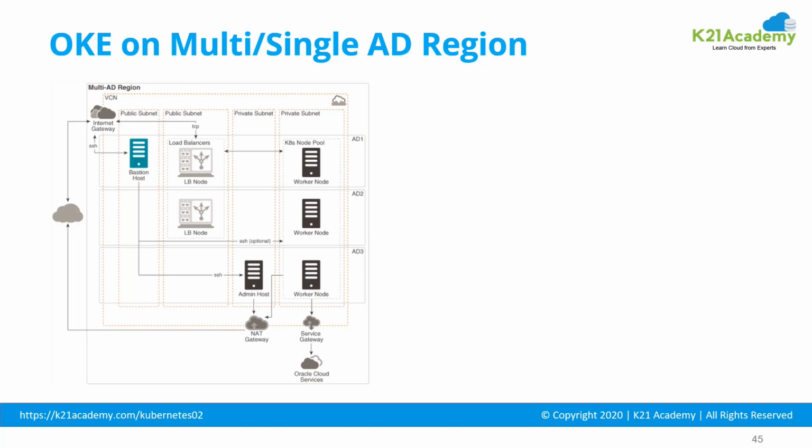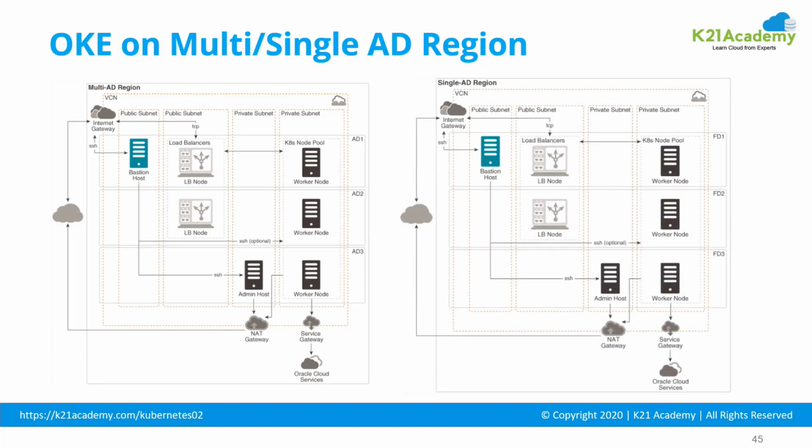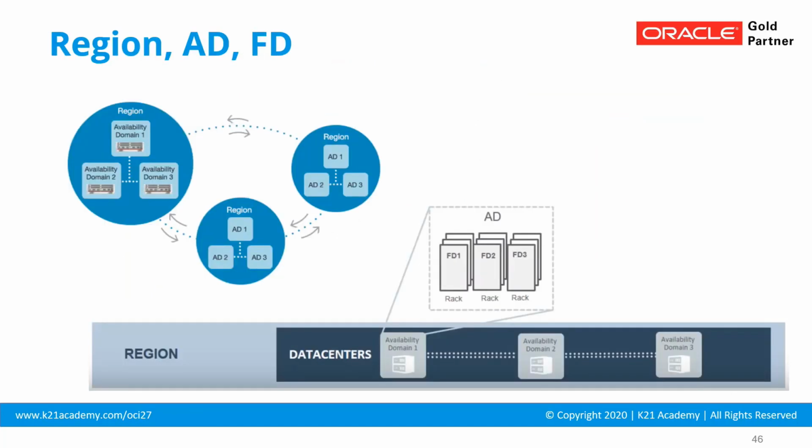Now these master nodes can be configured for high availability, with 3 copies of the master node on 3 availability domains in a region. If a region only has 1 availability domain, all 3 master nodes will be deployed on separate fault domains. Now the worker nodes can be run across availability domains or fault domains, but within a region.